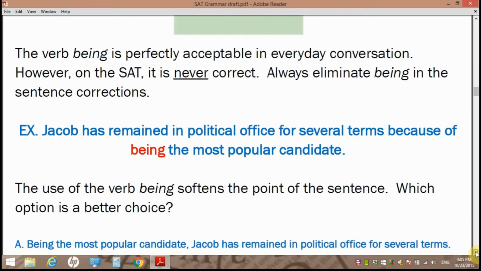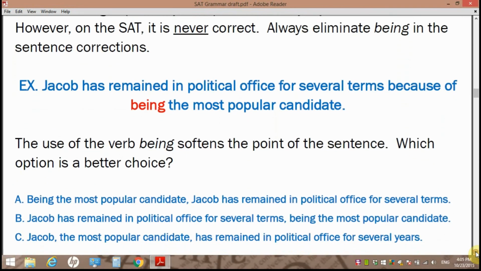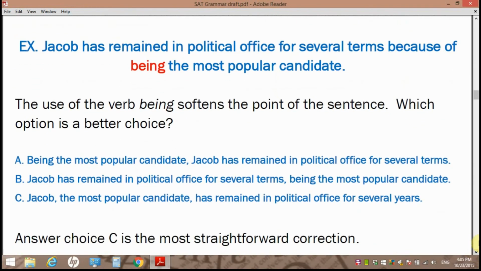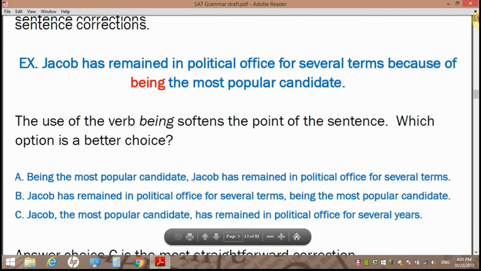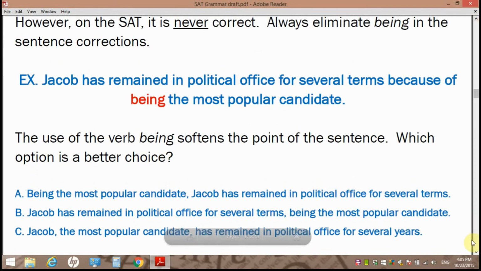Again, we have the verb being here, which softens the point of the sentence. So go ahead and take a look at, don't peek. Go ahead and take a look at the possible answer choices. Pause the video and make your selection.